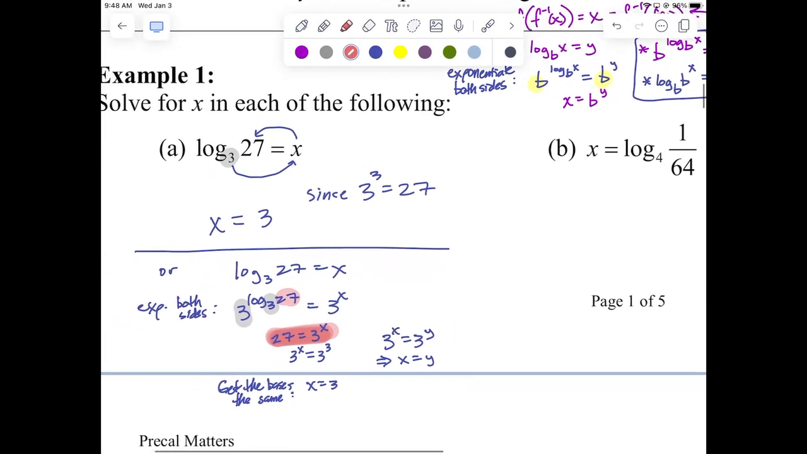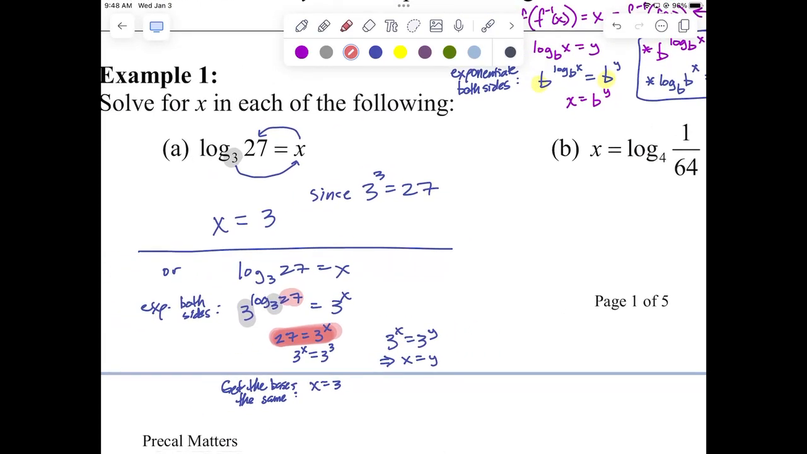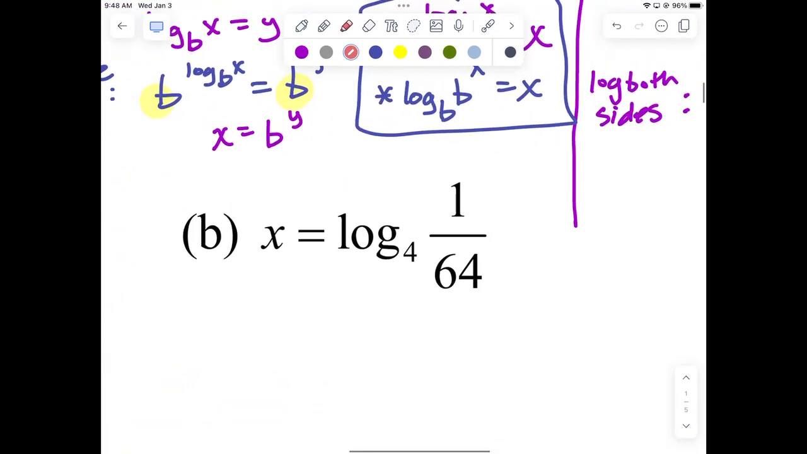All right. Is anyone afraid of logs yet? Good. Let's try this out. X is equal to log base 4 of 1 over 64. So again, it's solved for x. We know that this is equal to a number. I just want to simplify this number. Log base 4 of 1 over 64. What is it equal to?